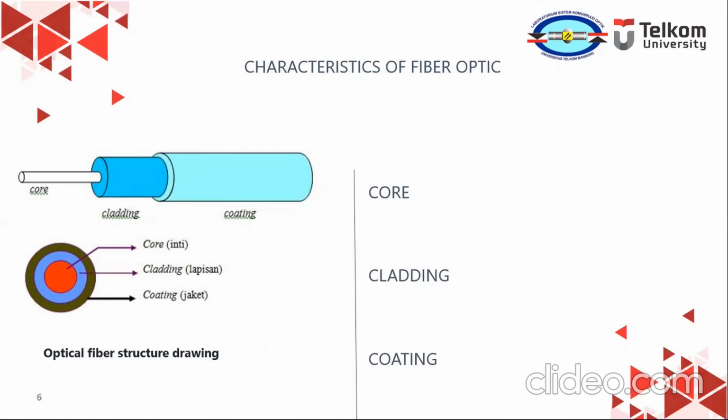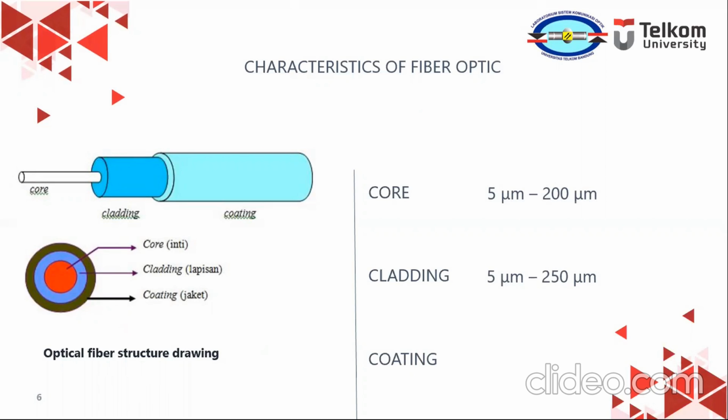Okay. The core is the main part of optical fiber, which is made of high-grade crystal or glass material, which is water-free and is a conductor which has the function of propagating light from one end of the cable to the other, with a diameter of 5 to 200 micrometers.